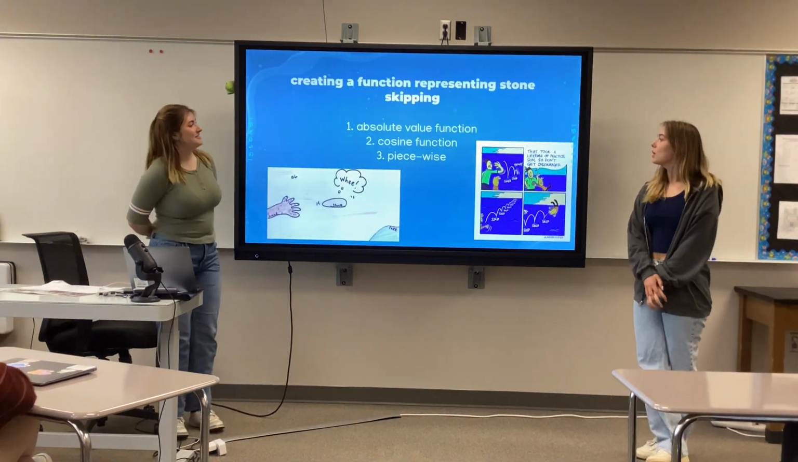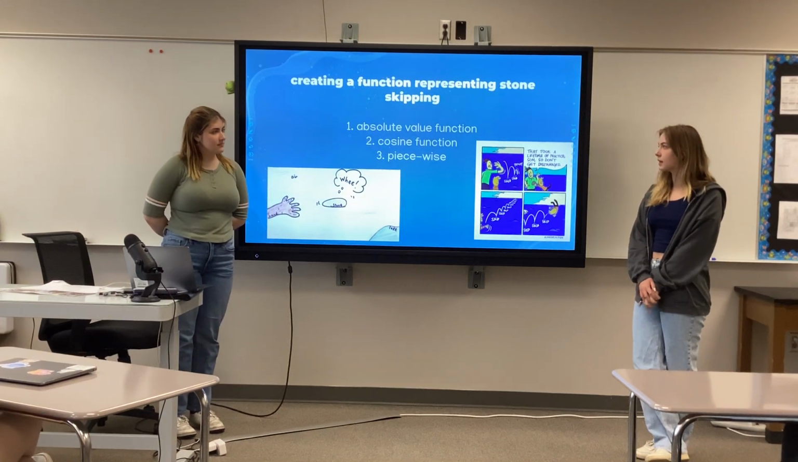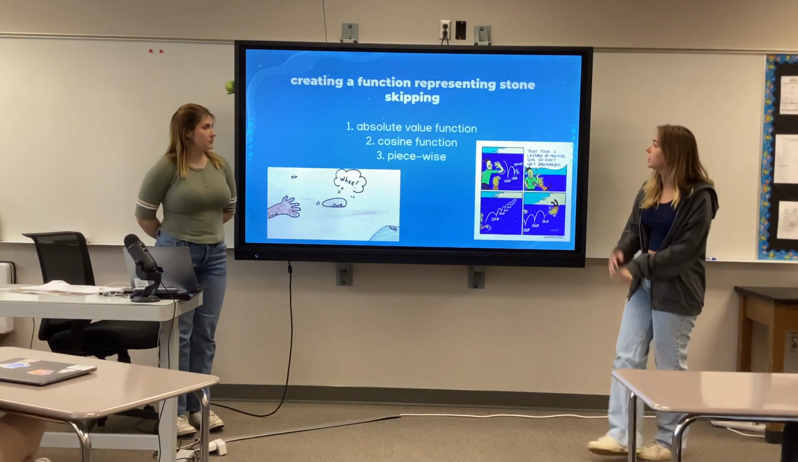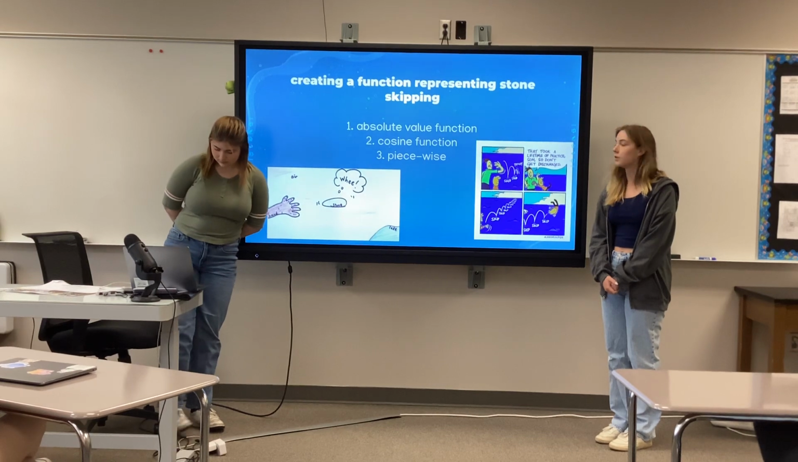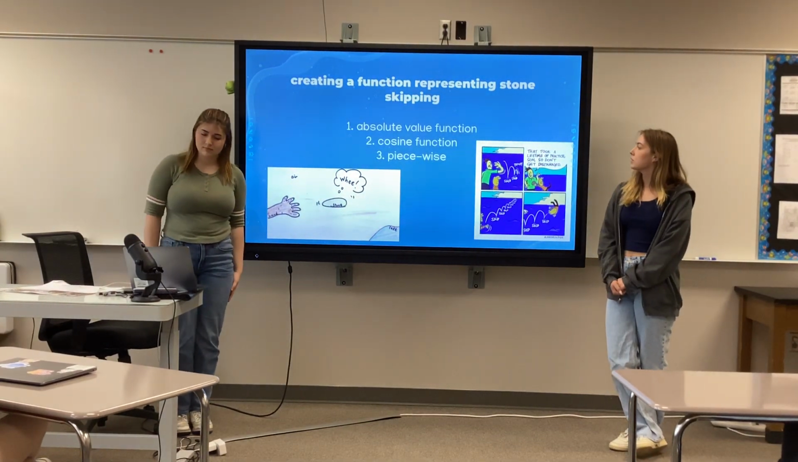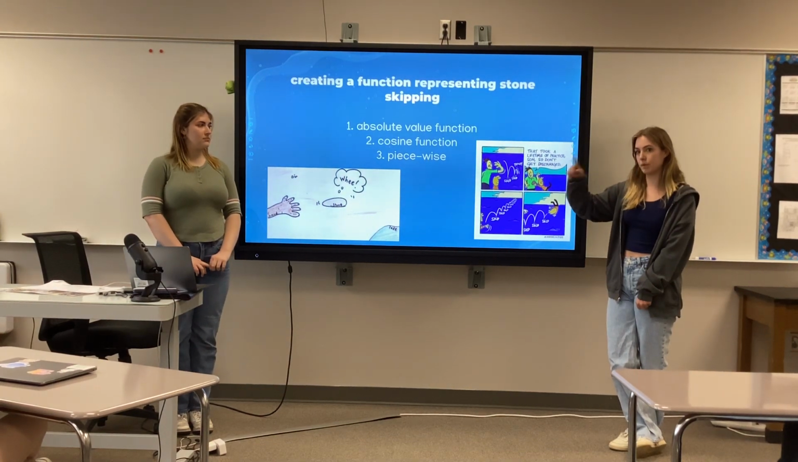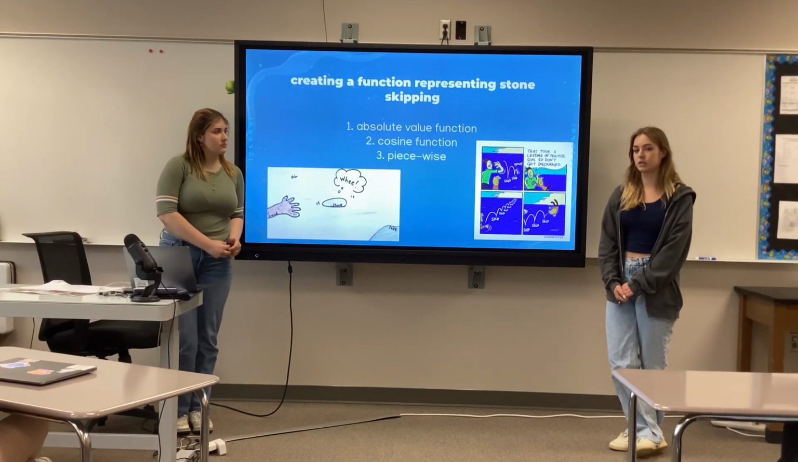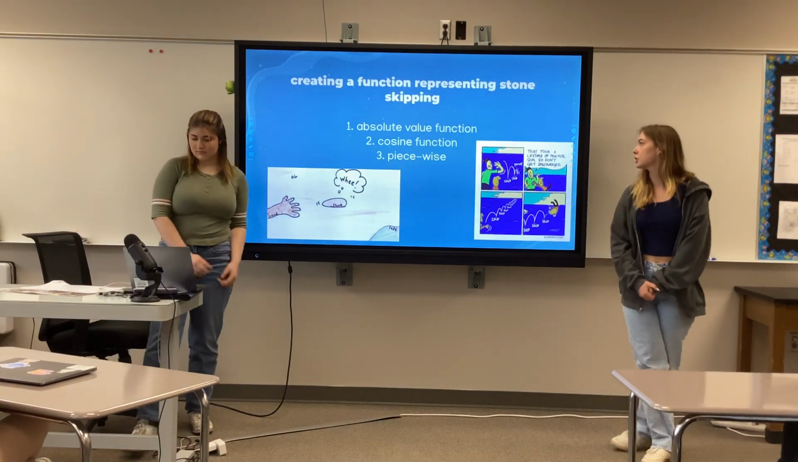Okay, so we initially found a function of a rock skipping, and so we decided that we would create our own function of a rock skipping across water. And so we knew that we had to make the function an absolute value function because the rock does not go underneath the water, it stays on top, it's positive the whole time. We also wanted to use cosine because that is like a repeating jumping motion, and then we wanted to make it piecewise because the rock is not going to be the same skipping every time, it changes.